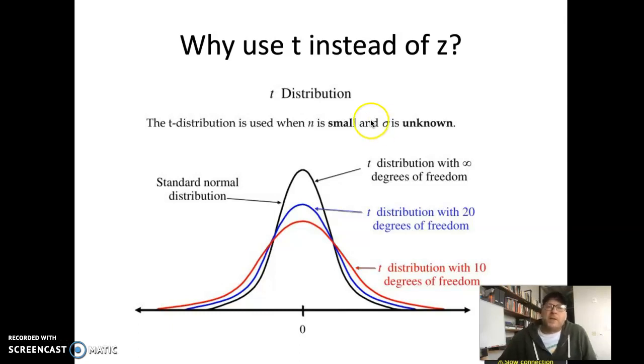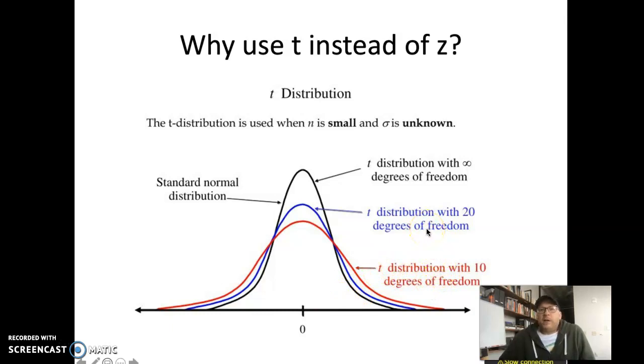estimates. So what this graph shows right here are 3 overlapping curves. This one right here in red shows what the t-distribution looks like with 10 degrees of freedom. That would mean that there are 11 people in our sample.